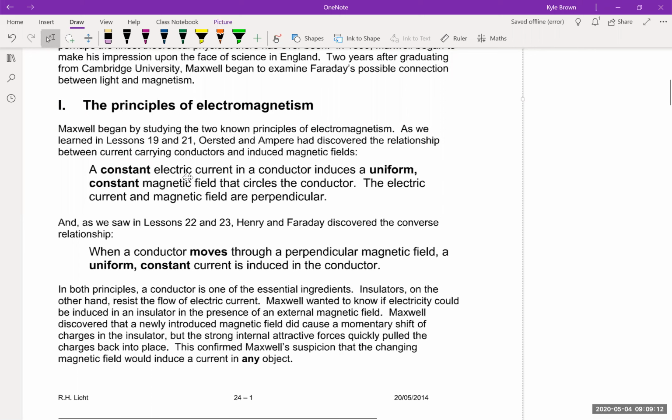so what that would be, right? Constant electric currents, that'd be in a wire. That's where you get that magnetic field wrapping around it, right? So that's what they're saying. You get a current going through a wire, you end up getting a magnetic field.